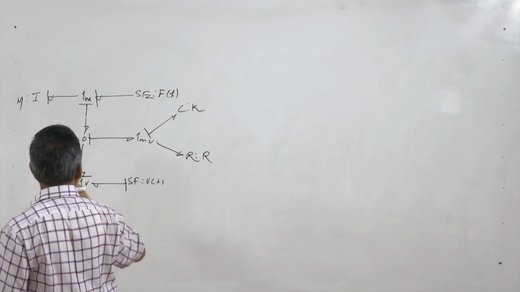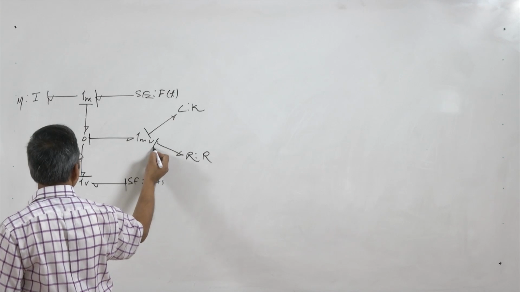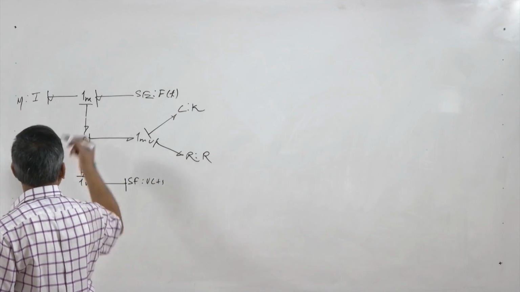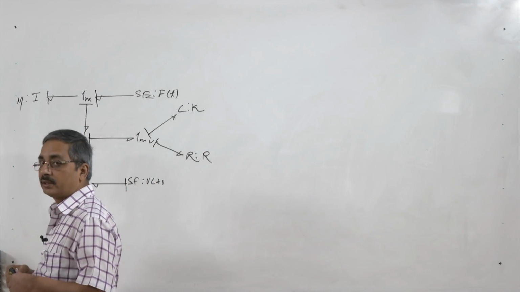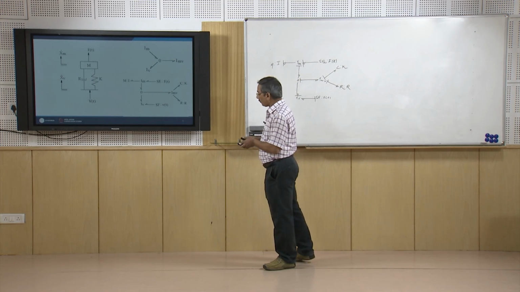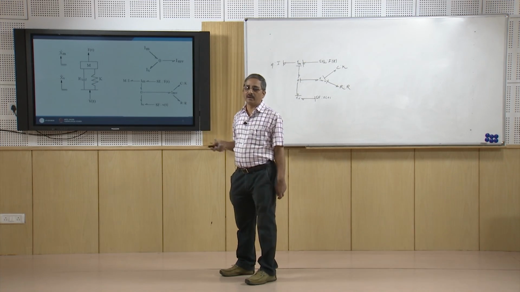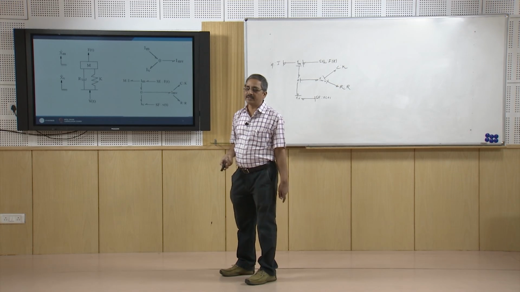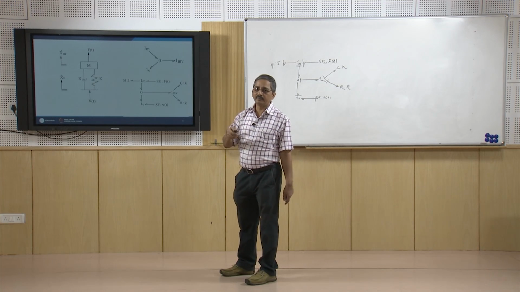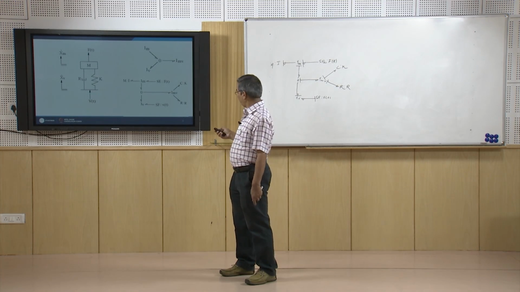So, only one bond can give flow. So, this is going to be the causal like this. So, this way we can causal this bond graph. Okay, and once we have the causal bond graph, we can derive the system equations as we have discussed in our previous lecture.